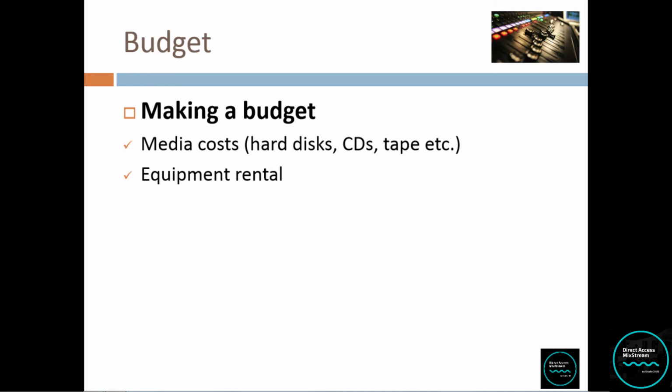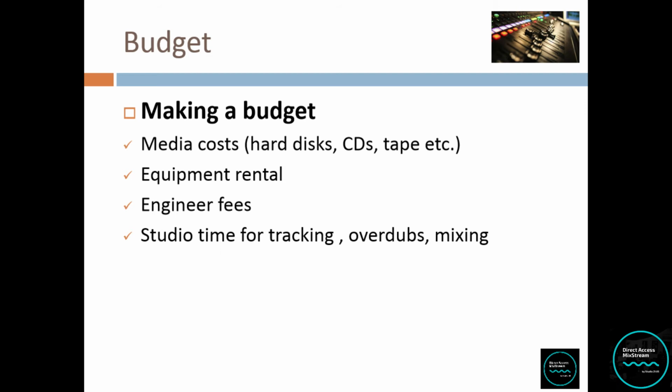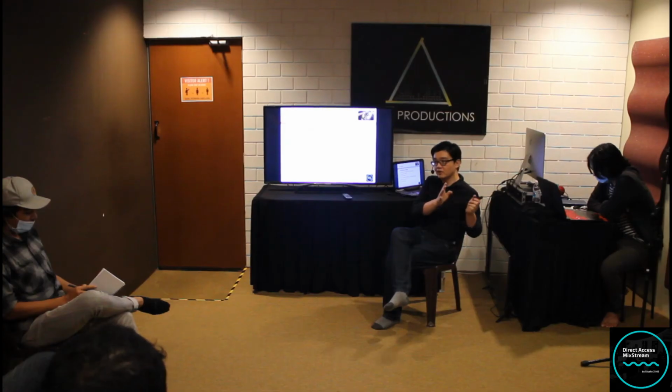Equipment rental: maybe you need to rent the amps, maybe you need to rent an instrument, maybe you need to rent this or that. Engineer fees: you need to pay the engineer, you need to hire an engineer, for example. Then obviously the studio time, for your tracking, for your overdubs, or for your mixing. And session musicians, if you need to hire musicians, how much you need to pay them. Food and drinks, that's very important as well. I will always factor in the food and drinks.